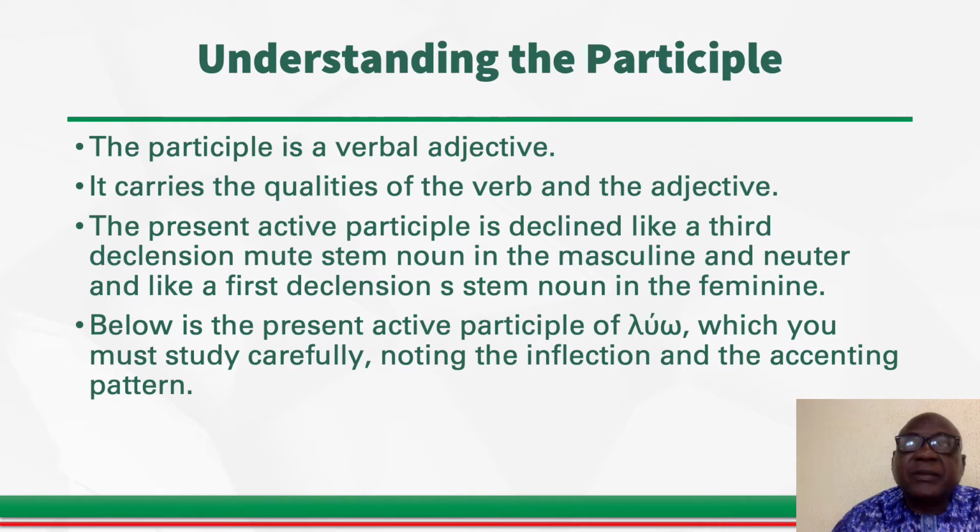Now, participles are verbal adjectives. In other words, they carry both the quality of a verb and an adjective. Now, you have to be very careful when it comes to the declension of the participles, because of its adjectival nature, it is declined, it has gender, it has case, and it has number. So let's begin by taking a look at the present active participle of luo.